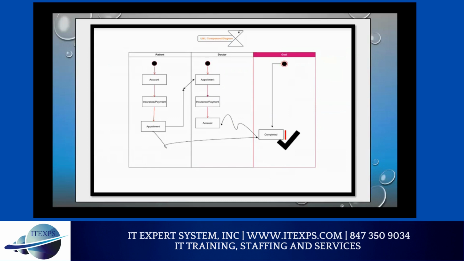And the last one is the UML component diagram. In this diagram, the patient starts with the account, then insurance payment, and then appointment. And with the doctor, it's vice versa. The doctor starts with appointment, then insurance payment, and then the account.